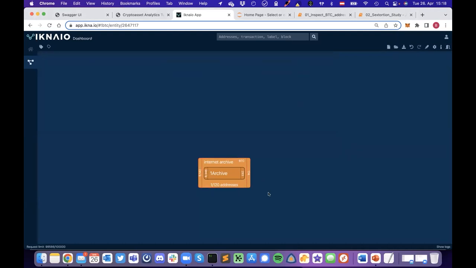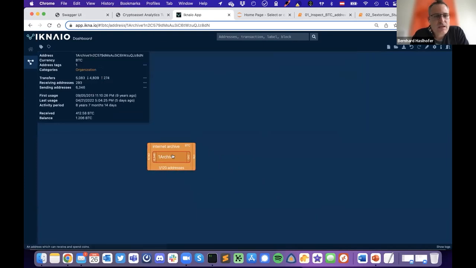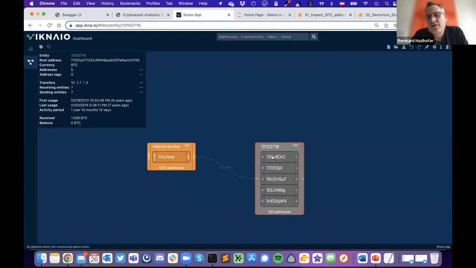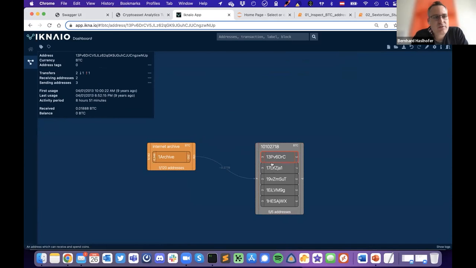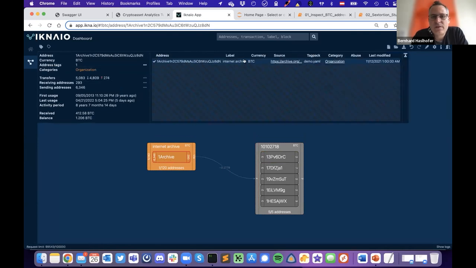Yeah, it's a very good question. So let's open this. In crypto assets, addresses are by default anonymous. So you don't know anything about those addresses except the address itself, right? But sometimes you have additional information about an address. For instance, here I know that this address is controlled by the Internet Archive. So this is an attribution tag I'm adding to this address.